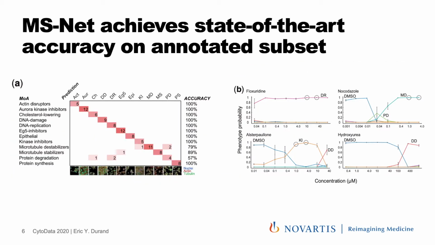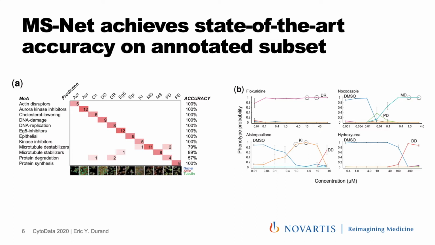The method was published in 2017 already, and at the time it achieved state-of-the-art accuracy on the annotated subset, as you can see on the left. It actually gets a perfect accuracy for 9 out of 12 of the annotated mode of actions, and does a decent job at 2 others, and perhaps only for protein degradation could performance be improved.